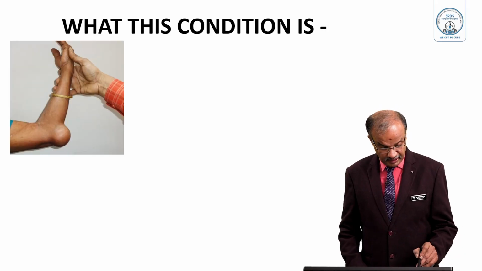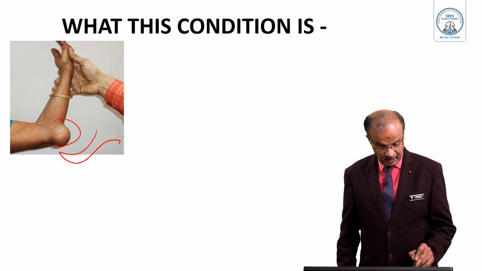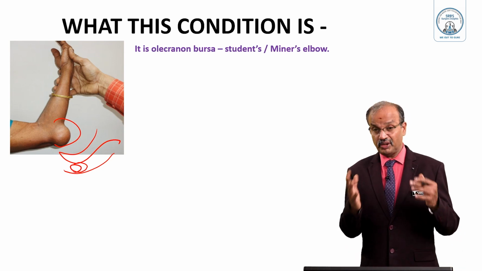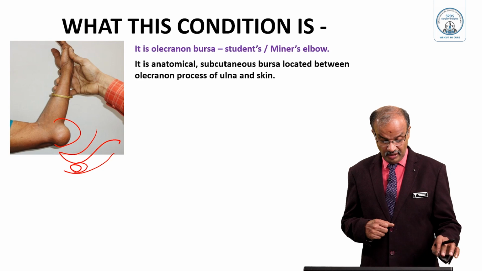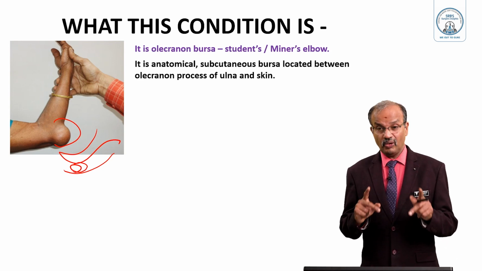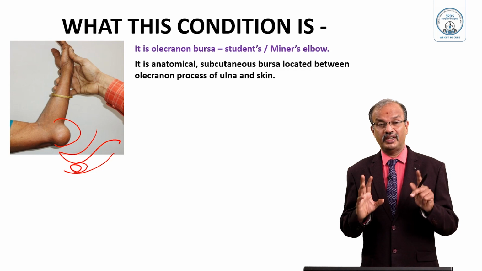See that in the elbow there is a swelling. The olecranon process comes like this and this is the skin, the swelling is here. Naturally it is olecranon bursa, otherwise called student's bursa or student's elbow, miner's elbow. So it is an anatomical subcutaneous bursa located between the olecranon process and skin.